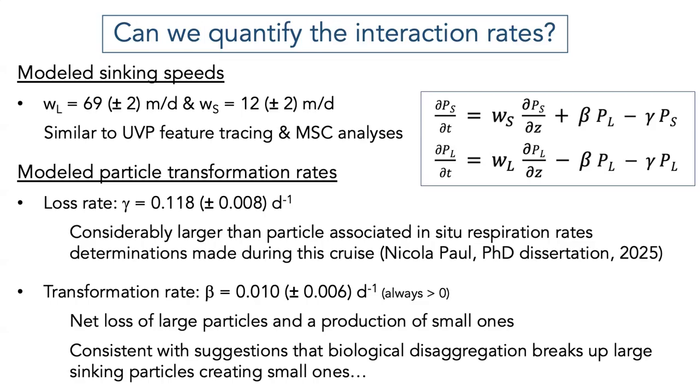We also see a transformation rate of large particles to small ones. It was always a positive. In our modeling we didn't say what the sign of the transformation rate was, but it was always greater than 1. It's consistent with the suggestions of biological disaggregation, breaking up sinking particles and creating small ones.